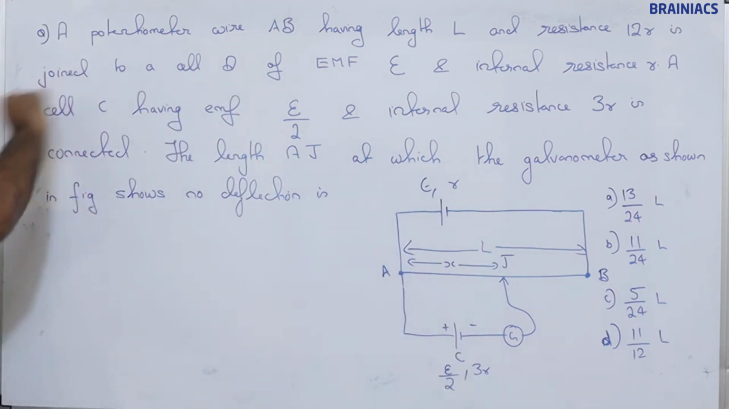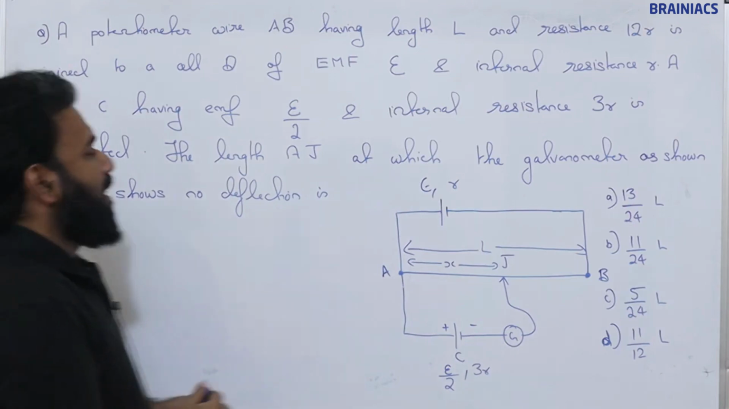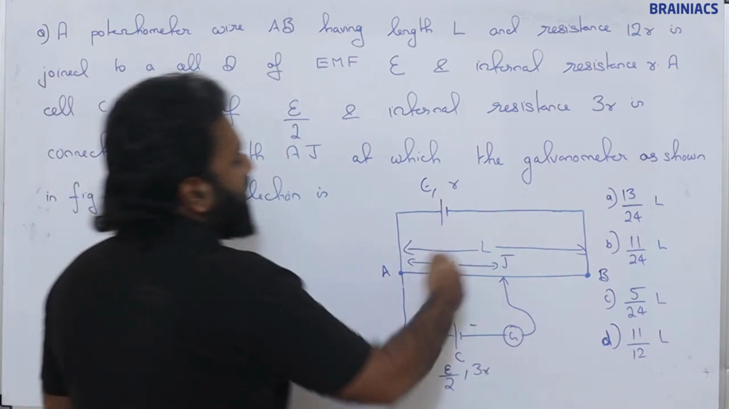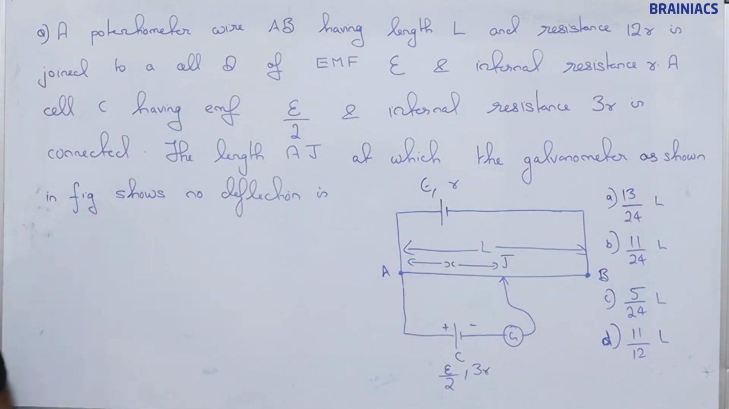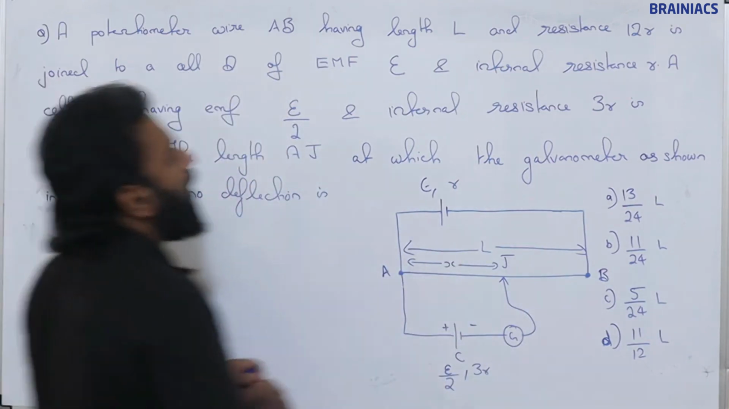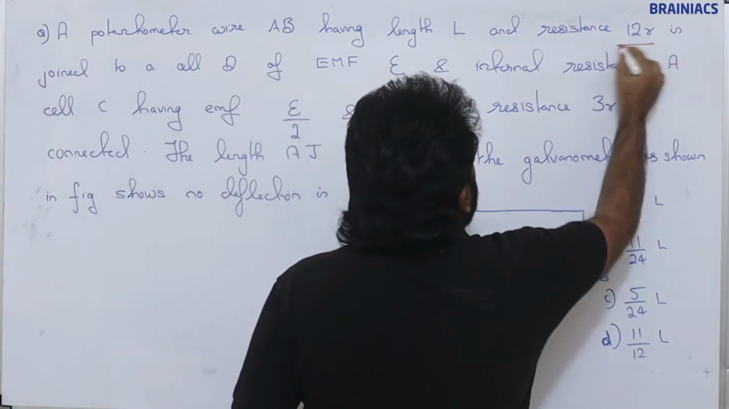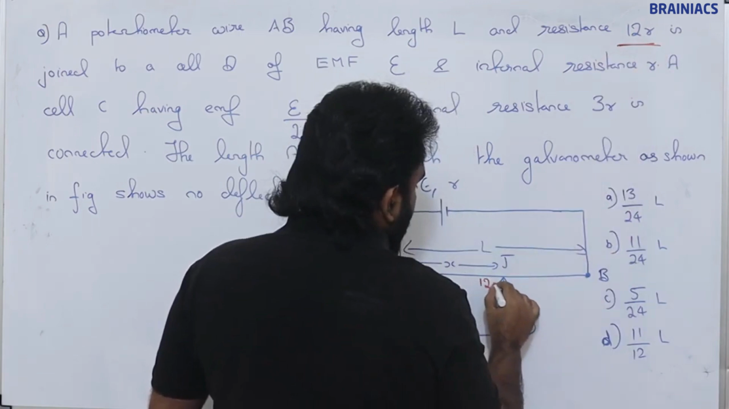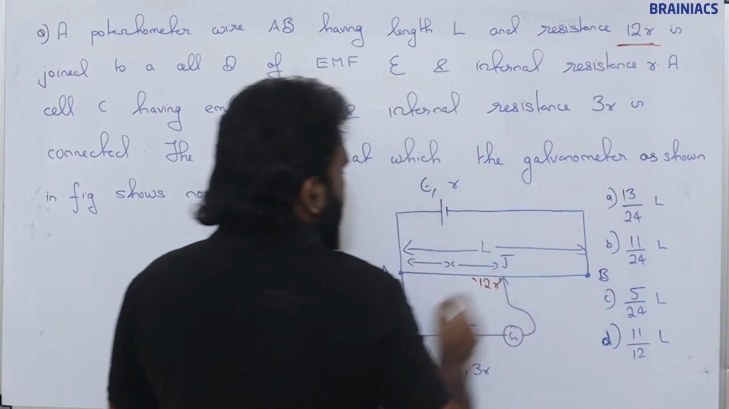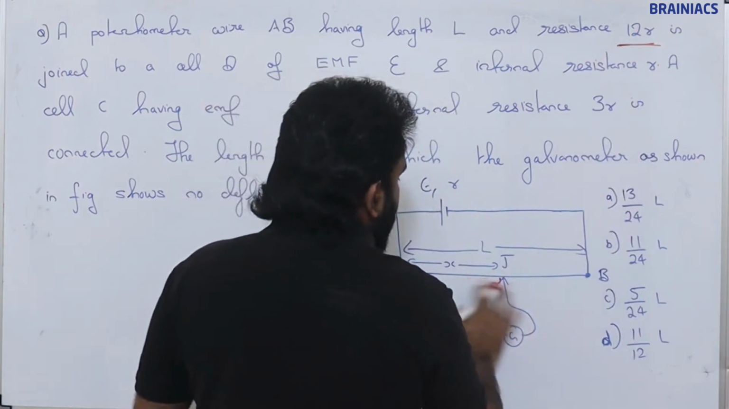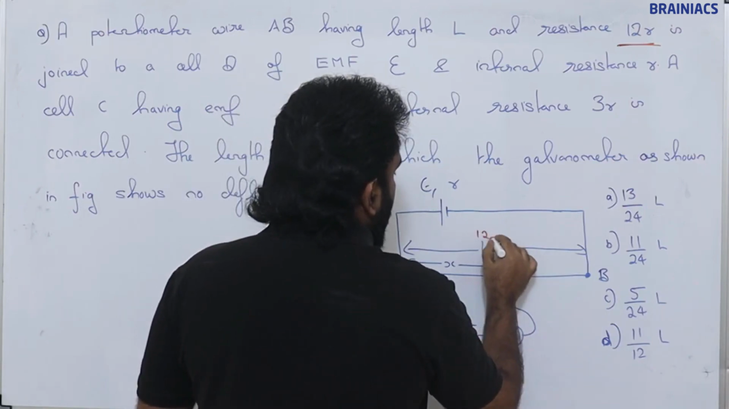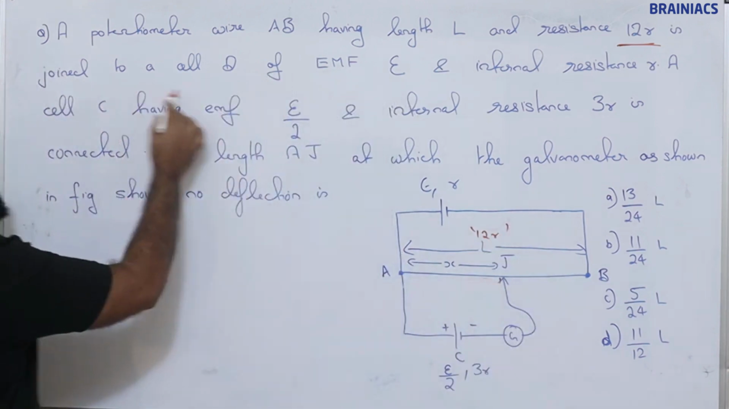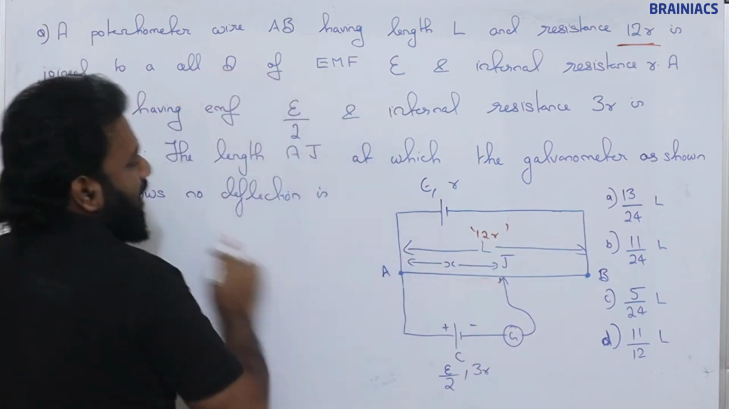Let's see. A potentiometer wire AB of length L and resistance 12R. So 12R is given here, so we'll mark here 12R. This is the resistance, joined to a cell of EMF E.